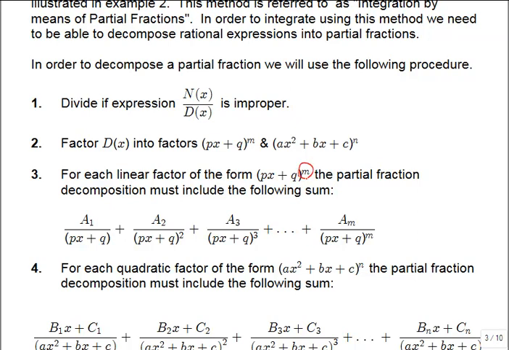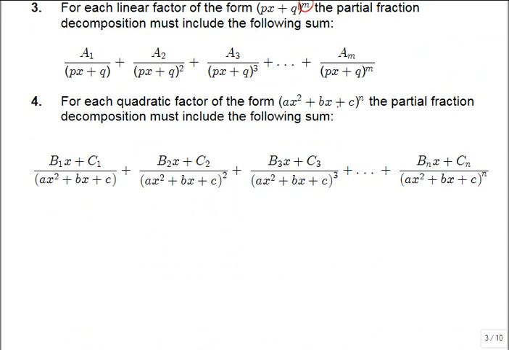So whatever your biggest power is in that denominator, you're going to create a fraction with a constant on top over that linear factor raised to the first power, a constant over that linear factor to the second power, plus a constant over that linear factor to the third power, and so on up until you reach that highest power. Then you're going to do the same thing with all of your quadratic factors. You're going to have a fraction for each power that's possible up until this maximum power. But because these are quadratic factors, you're going to have linear factors on top.